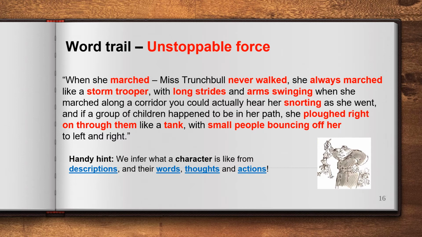So it's really interesting the way in which the writer actually scatters a trail of clues in their writing and doesn't say to you, Miss Trunchbull was an unstoppable force. But actually the writer scatters the clues so that you follow those clues and you work it out. And so we infer what a character is like when we are reading from descriptions, from the words they say, and from their thoughts and their actions. We often find out so much about them by following word trails.